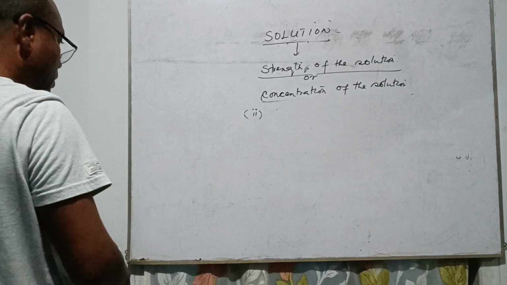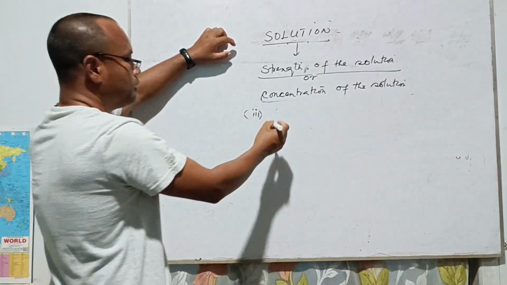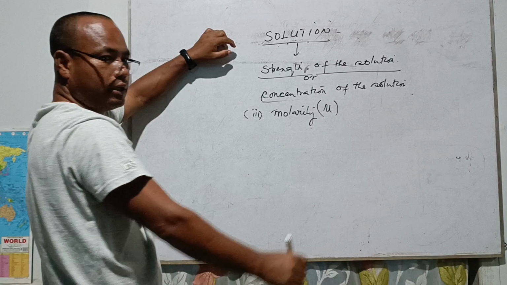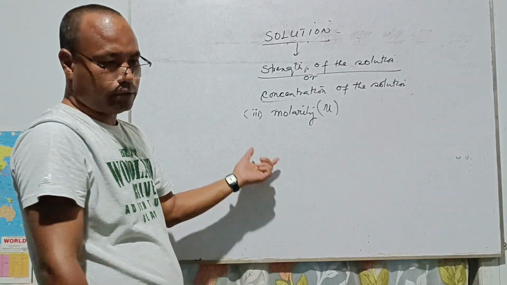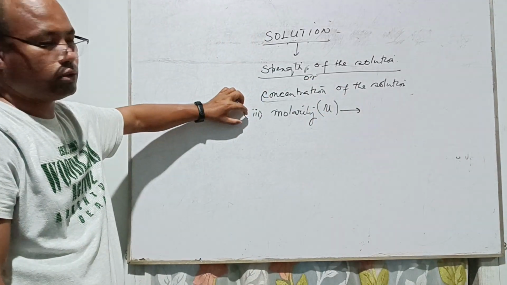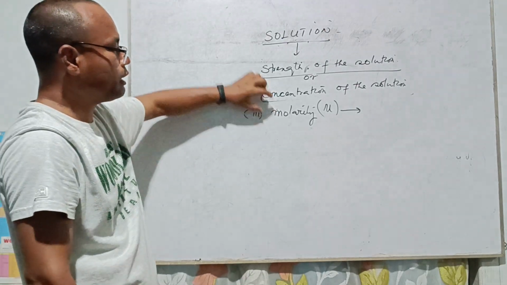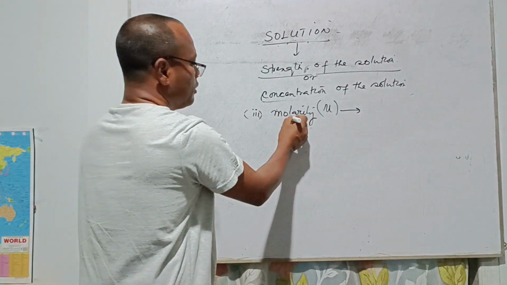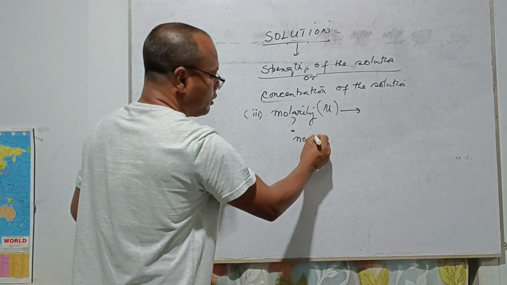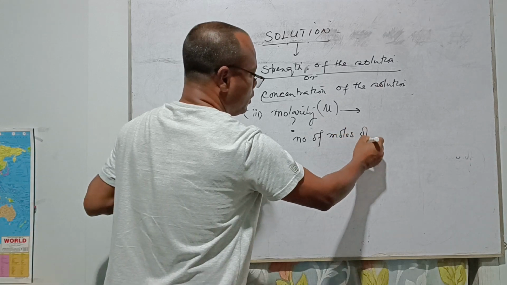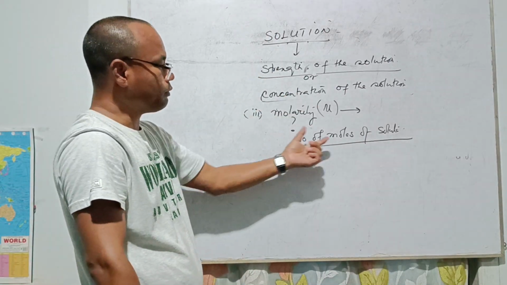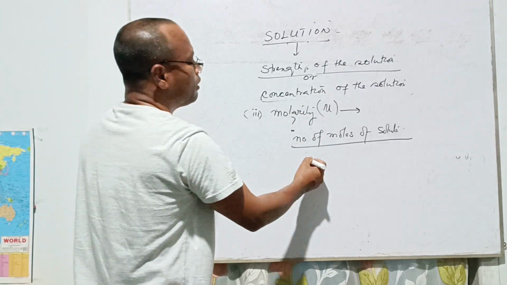Now next we have the very important one, that is molarity. It is represented by the capital M. If I ask you what do you mean by molarity, you can answer in a very simple way: molarity is the concentration of the solution. So how do we express the molarity? Molarity of the solution is the number of moles of solute. Here the amount of the solute we express in terms of the mole, the number of moles of the solute present in the given volume.